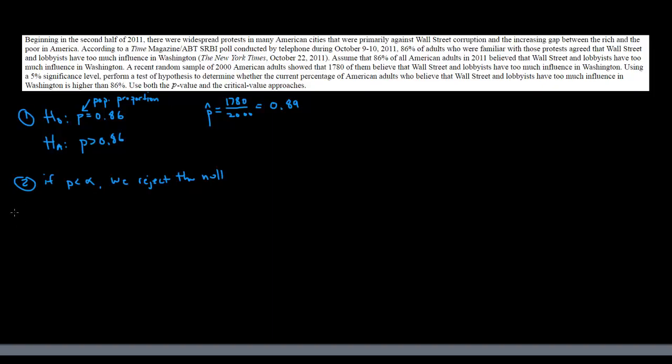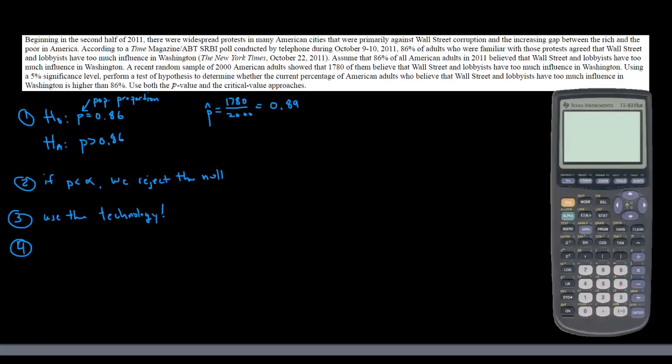Okay, step three, calculate the test statistic. But since we're not using the critical value approach, all we need to do is calculate P, which is going to be using your calculator. So use the technology. Then step four will be make a decision. That's all we got to do. So let's pull our calculator back up and see what we can come up with.